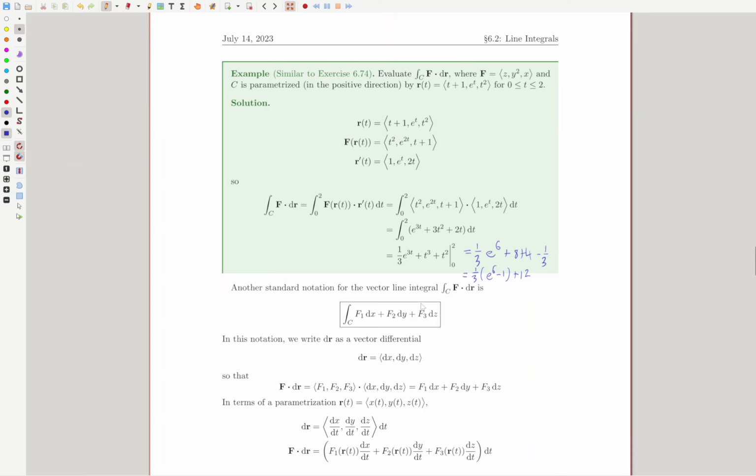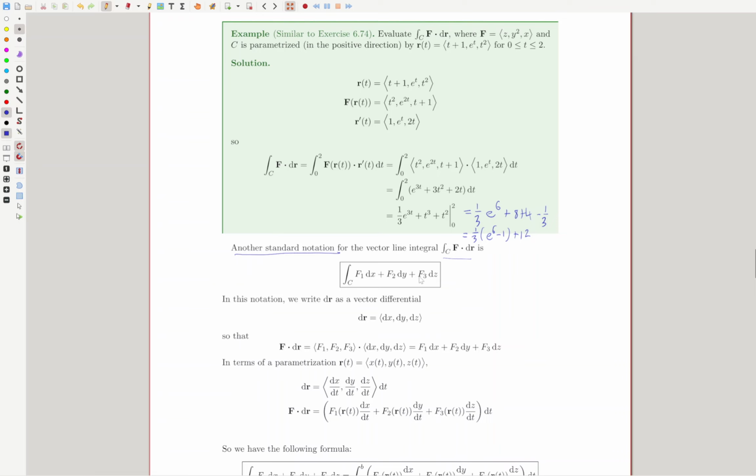Okay. Right. Now here's this thing. We have another standard notation for the vector line integral, which looks kind of funny. So it's written like this. I don't know why this is used, honestly. It just seems weird to me. I'm still not used to it. But there's a bit of a justification for why this relates to this. And it's through just kind of messing around with the expression symbolically.